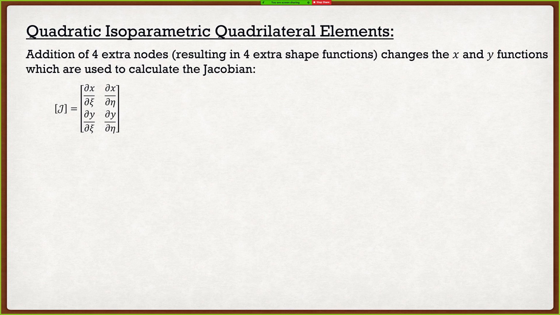Now, if we move on to 3 dimensions, we introduce that third direction. So I don't have just x and y, I have x, y, and z. Therefore, when we talk about 3 directions, the Jacobian will change in 3 directions. But for 2 dimensions, it will not change. The only thing that's going to change in our Jacobian between element types is x and y, because x and y are dependent on how many shape functions we have. If we're adding those 4 additional nodes, we have those 4 additional shape functions.